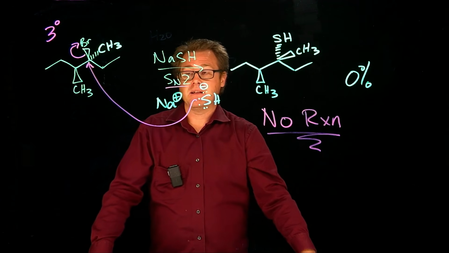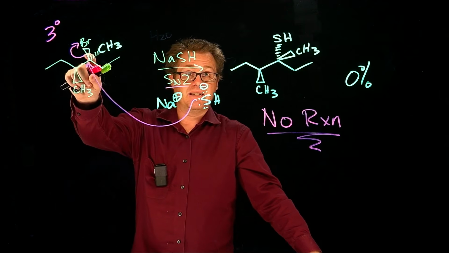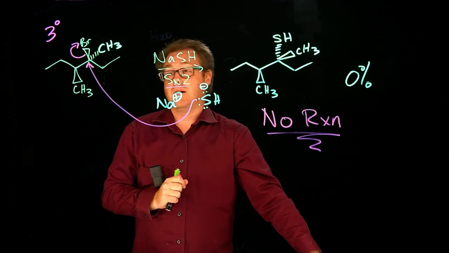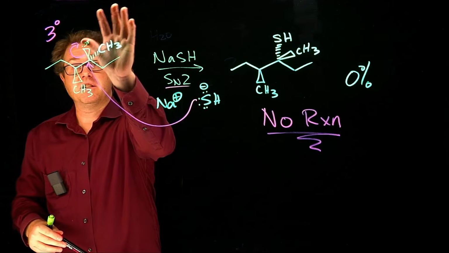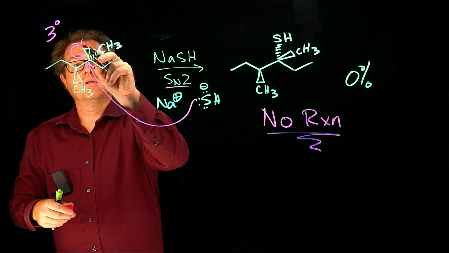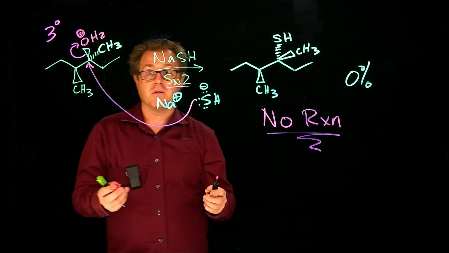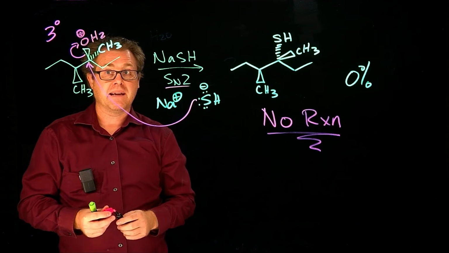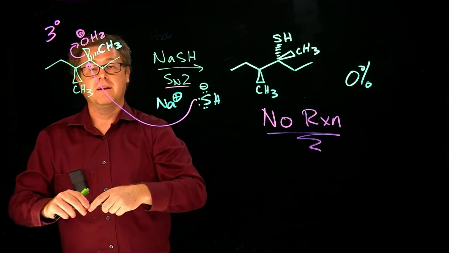So that is something that you always have to watch out for, class: the degree of the alkyl halide. Or if we changed it to OH2 positive, that's water, and that's a good leaving group. Can this happen via an SN2 mechanism? No, because that's still tertiary.